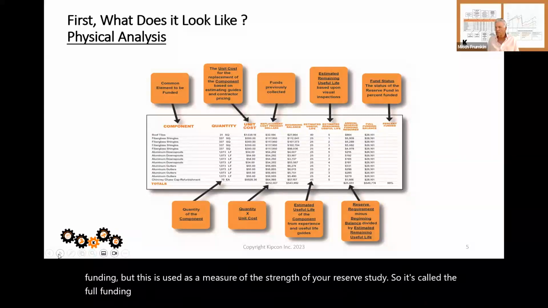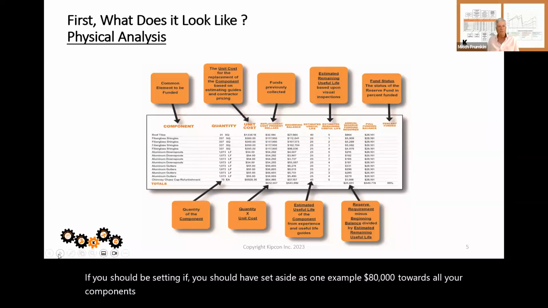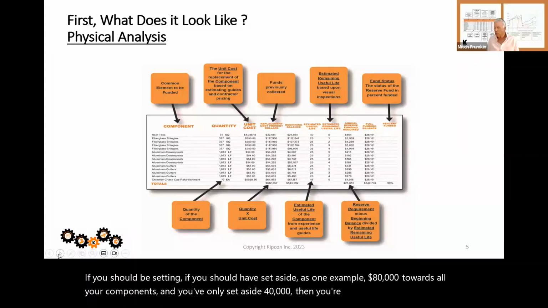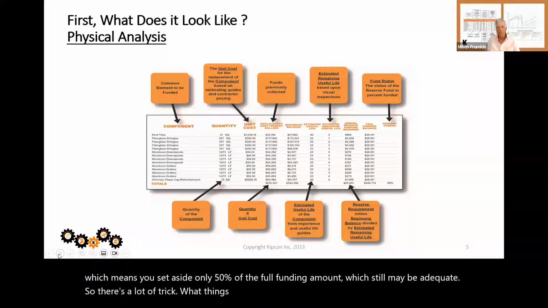And the last one is the fund status, which is essentially if you should have set aside, as one example, $80,000 towards all your components, and you've only set aside $40,000, then your fund status would be 50%, which means you've set aside only 50% of the full funding amount, which still may be adequate. So there's a lot of tricky things going on here, but I think the people in the audience understand what I'm saying, but I will touch on that.